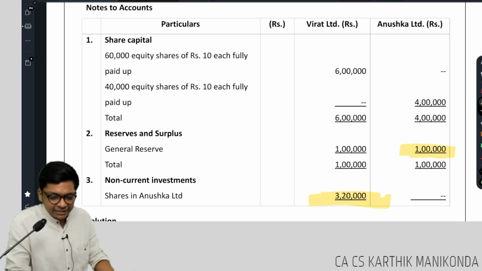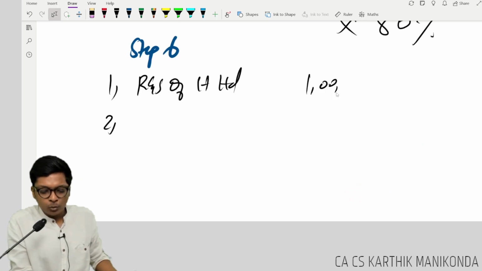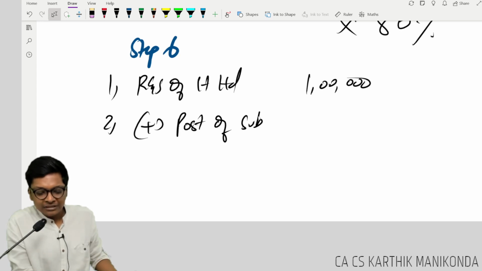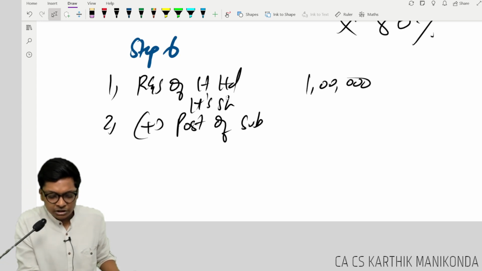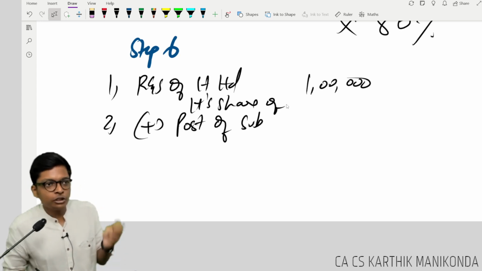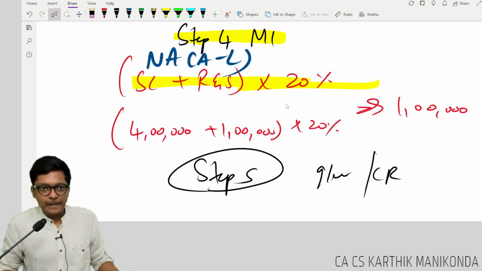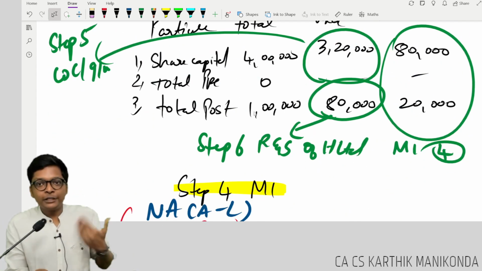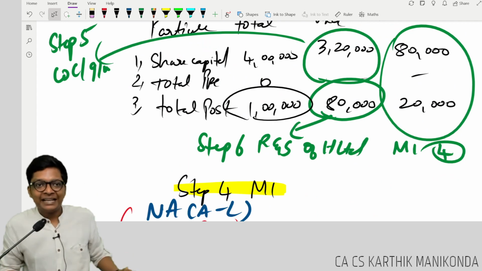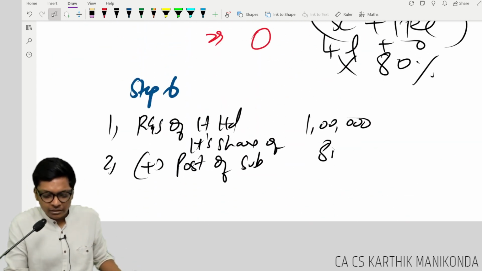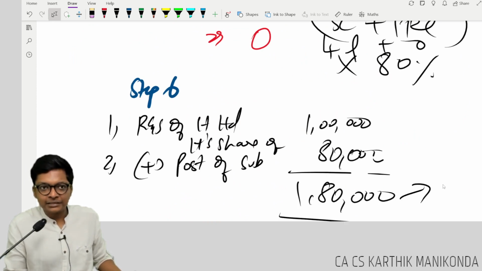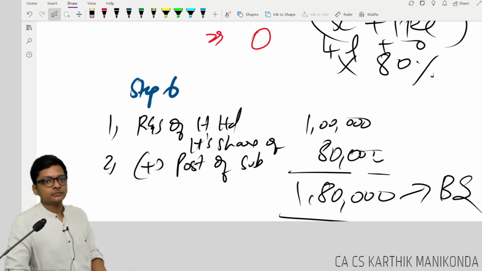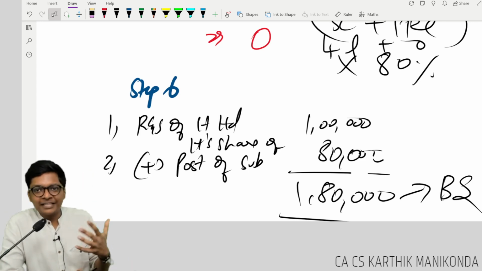How much is that? It is given in the question. Copy paste: 1 lakh plus the post acquisition of the subsidiary, correct? My share, H Limited's share, of the post acquisition of the subsidiary. How much, guys? The table itself has the answer: my share is 80,000. Total is 1 lakh 80. Where will this go, guys? This goes to my balance sheet under reserves and surplus.